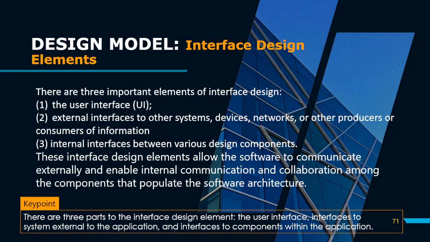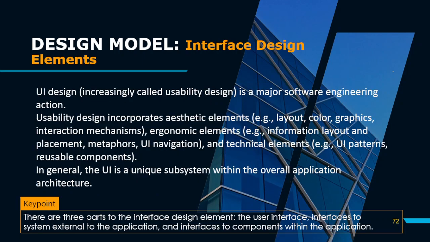Okay, there are three important elements of the interface design: the user interface, external interfaces to other systems, devices, networks and other producers or consumers of information, and internal interfaces between various design components. These interface design elements allow the software to communicate externally and enable internal communication and collaboration among the components that populate the software architecture.